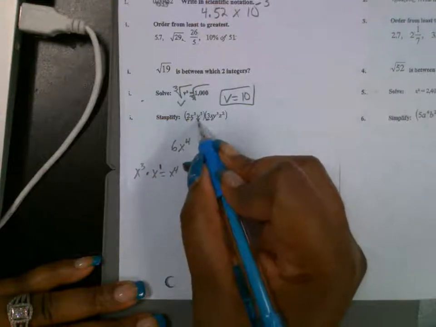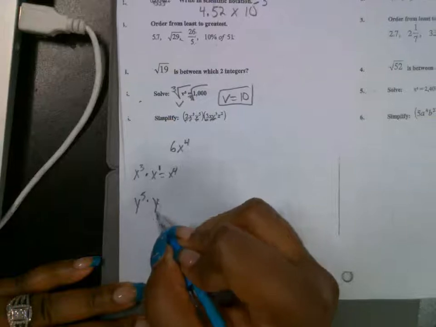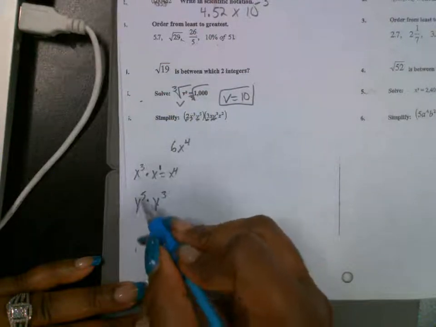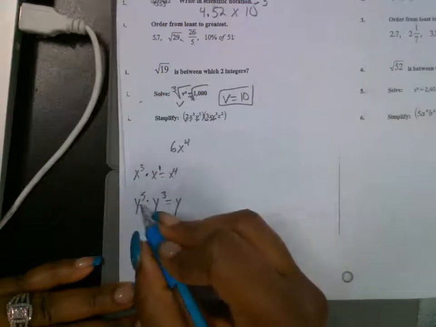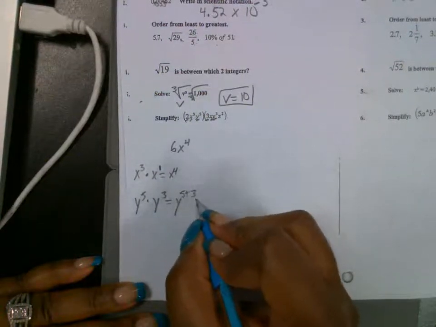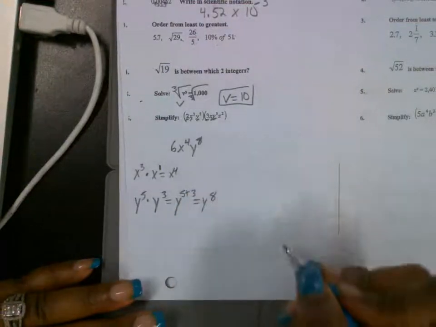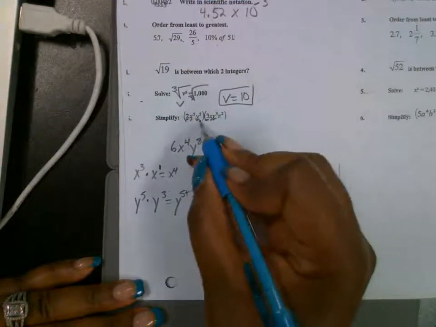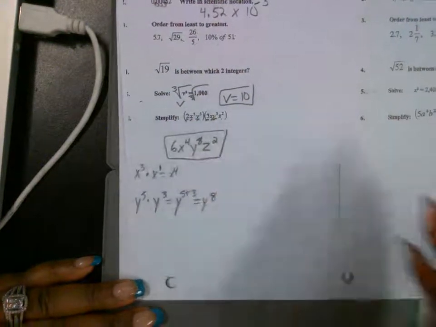Now we got the y's. We got y to the fifth times y to the third. Y is being multiplied 5 times here and 3 times here. So y is being multiplied a total of how many times? 8. So we got y to the eighth. Now we got z, but we don't have a z here, so it's just going to be z to the second. This is your answer.